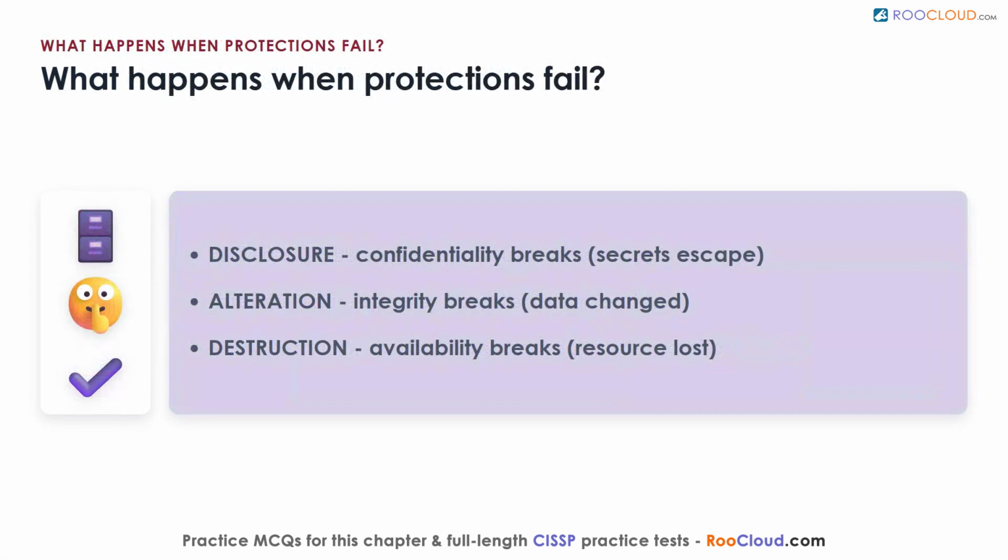What happens when these protections fail? Flip each goal and you get its failure. Disclosure is confidentiality breaking, secrets getting out. Alteration is integrity breaking, data changed without approval. Destruction is availability breaking, a resource wrecked or taken offline. Learning these failures gives you a fast diagnostic. When something goes wrong, name which property just fell.